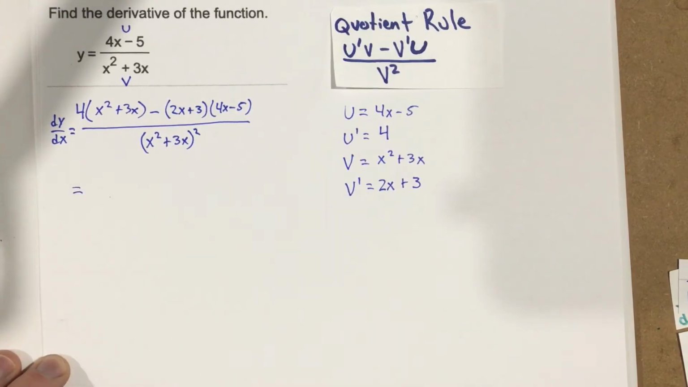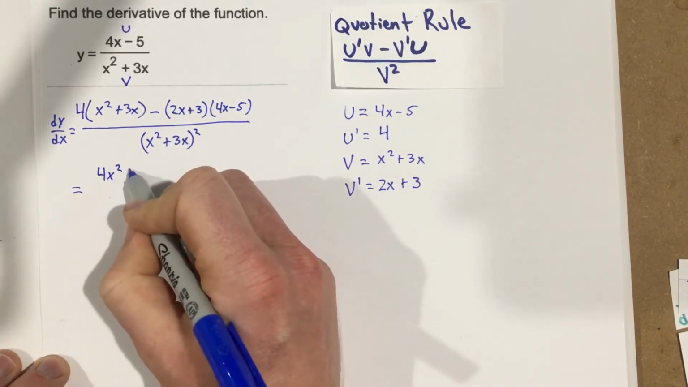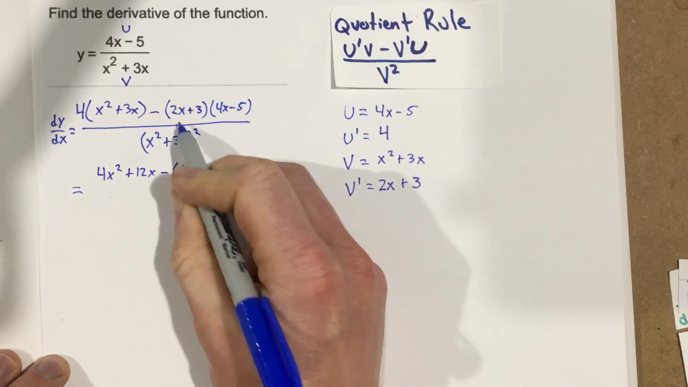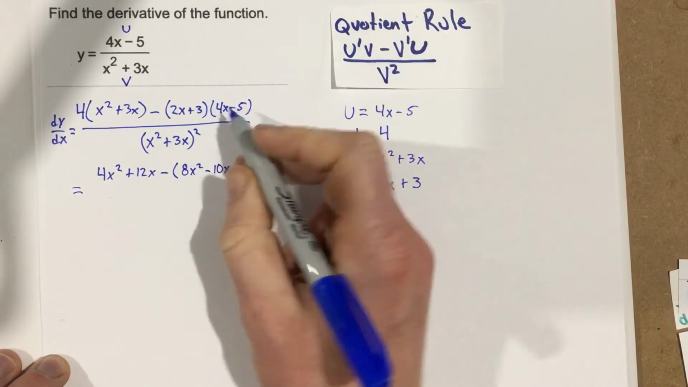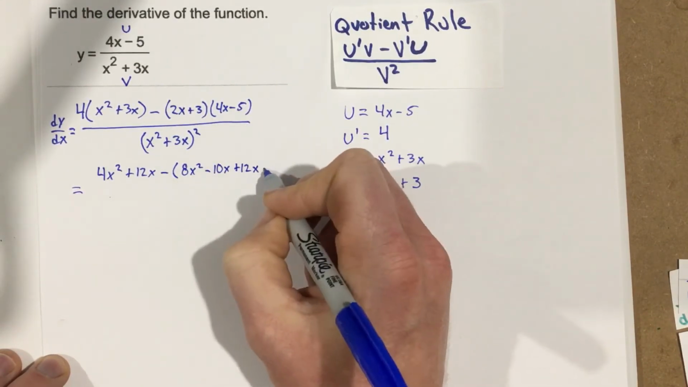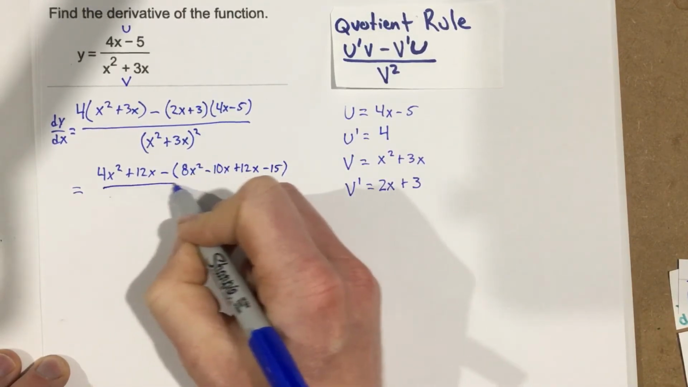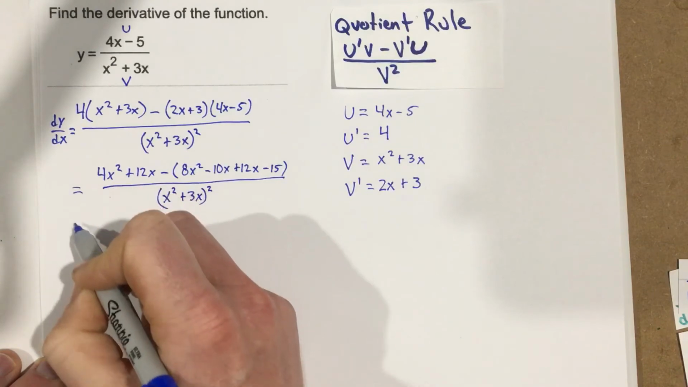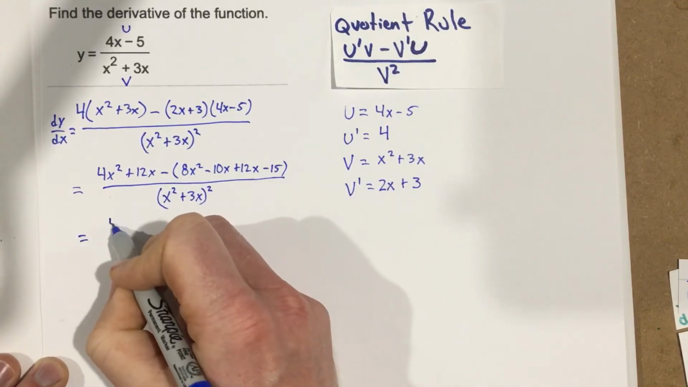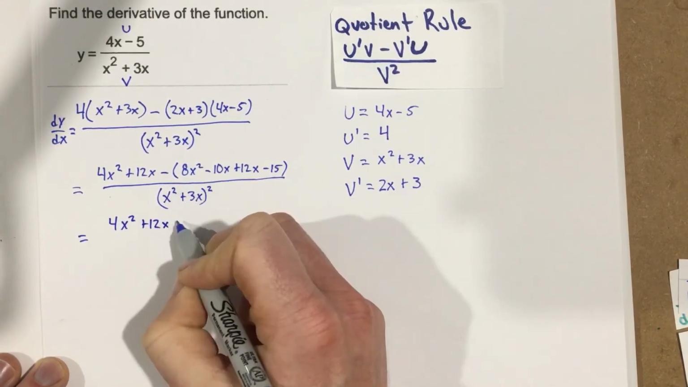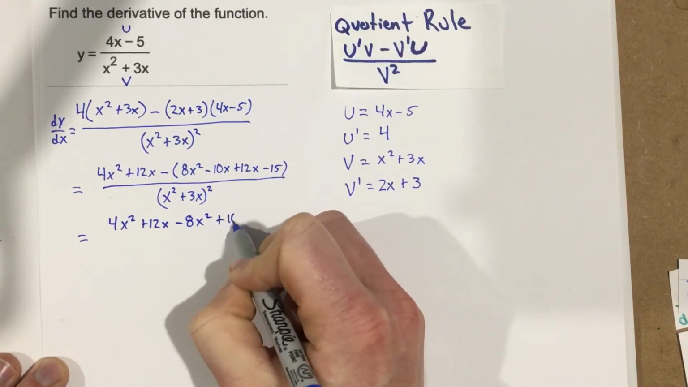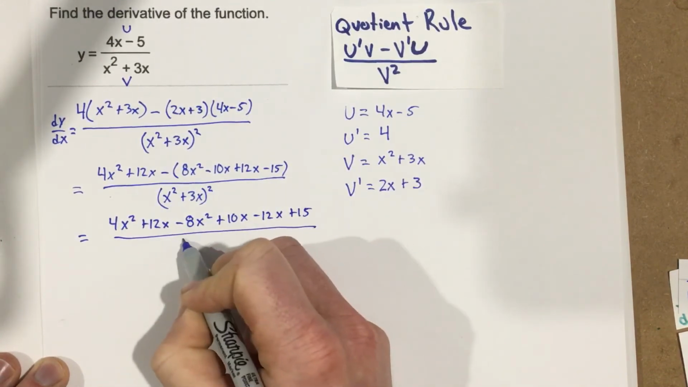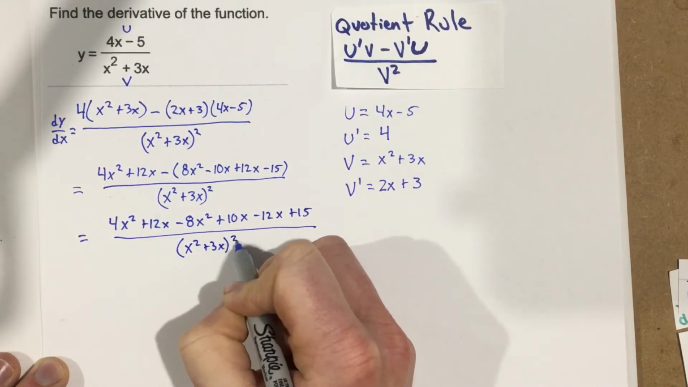So this is going to be 4x squared plus 12x minus, 2x times 4x is 8x squared, 2x times negative 5 is negative 10x, 3 times 4x is 12x, minus 15, all over (x squared plus 3x) squared. That's going to equal, let's distribute the negative, so I end up with 4x squared plus 12x minus 8x squared plus 10x minus 12x plus 15, all over (x squared plus 3x) squared.